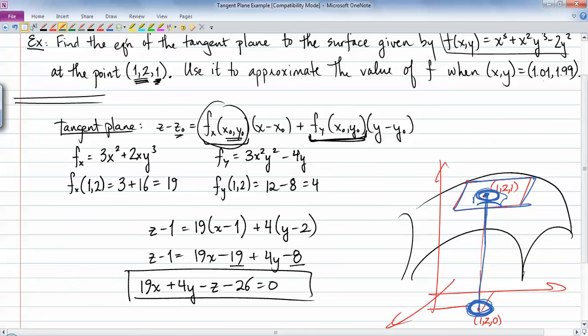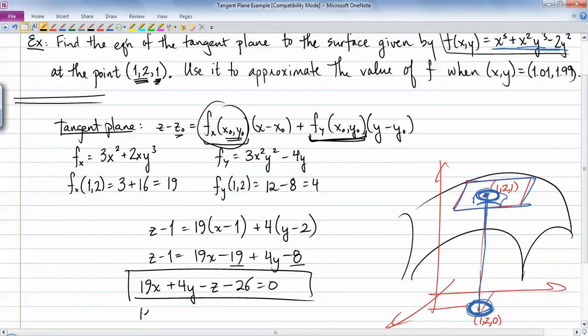In this case, we're looking at (1.01, 1.99). So use it to approximate the value of f. Well, that's the z value when x is 1.01 and y is 1.99. Now that's easy enough to plug into here because this is a pretty straightforward polynomial. But the nice thing about a tangent plane approximation is you don't have any cubes or squares or trig functions to worry about. It's always just going to be some constant times x plus some constant times y plus some constant times z plus some constant equals 0. So it's easier to plug these things in if you have a lot of them to plug in, and you know that it's a reasonable approximation.